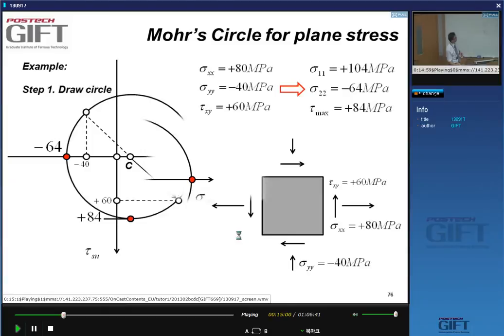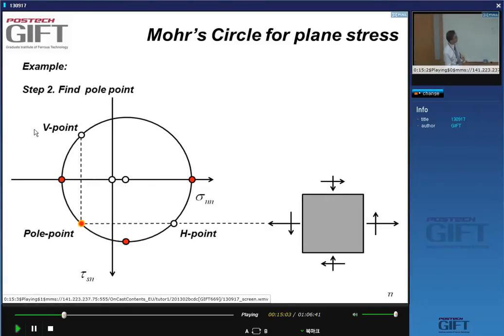So this is what we call the V point. That's the stress state in this situation. And this is the H point. That is the stress state on this plane. So we draw a horizontal through the H point and a vertical through the V point. Yes, and that gives us the P point. It's always the P point.